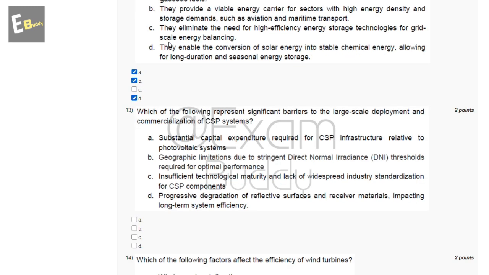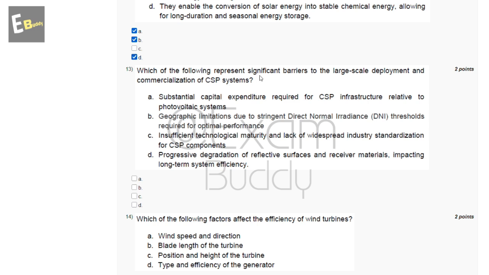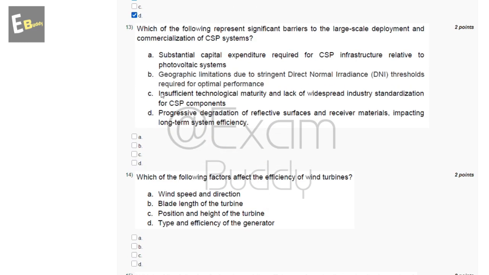Now, the 13th question is, which of the following represent significant barriers to the large scale deployment and commercialization of CSP systems? So these are the options, and the answer of our 13th question is A: substantial capital expenditure required for CSP infrastructure relative to photovoltaic systems. And A, B and D.